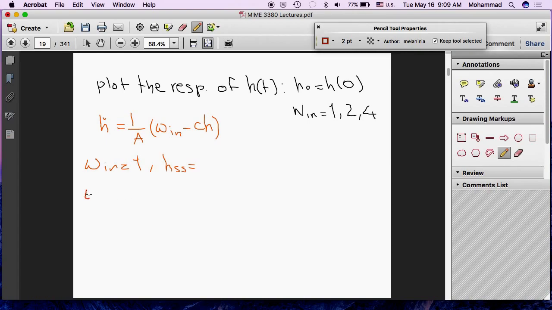When wn is 2, what is h steady state? And when wn is 4, what is h steady state? So we need to know that. So how do we find h steady state? What is the technique?